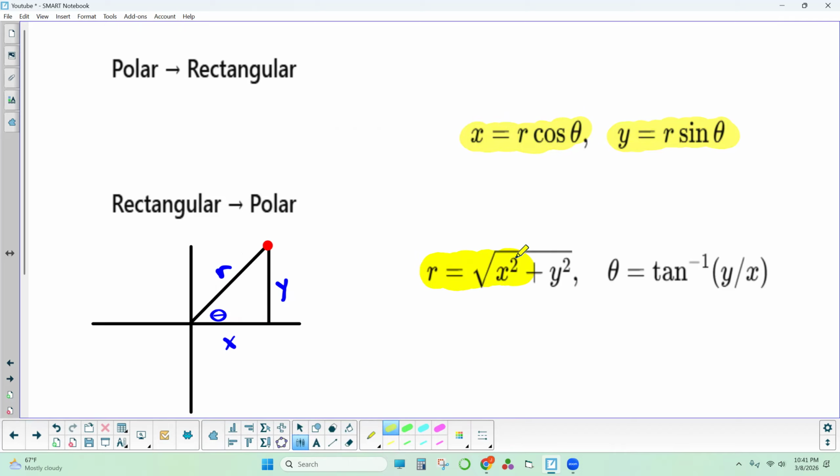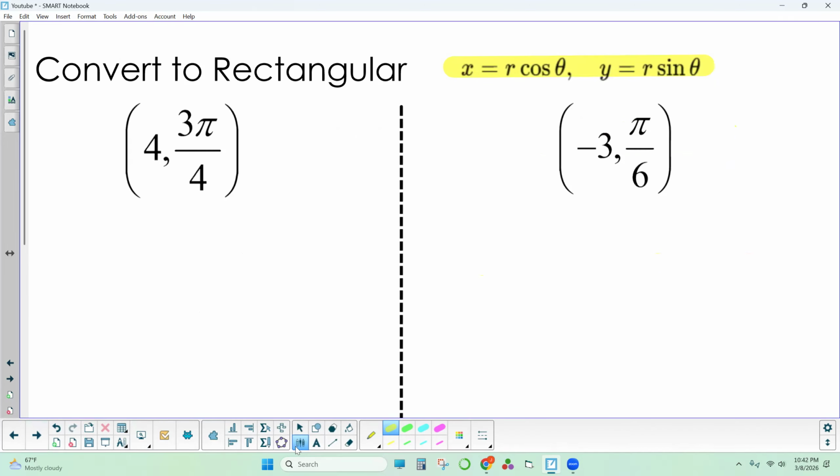Remember, r is just the distance from the origin, or the pole. When we want to find theta, we use the relationship tangent theta equals y over x, and we use the inverse function to find our angle. These are the conversion identities we're going to use in converting coordinates, and later when we convert equations as well. Let's look at some examples.